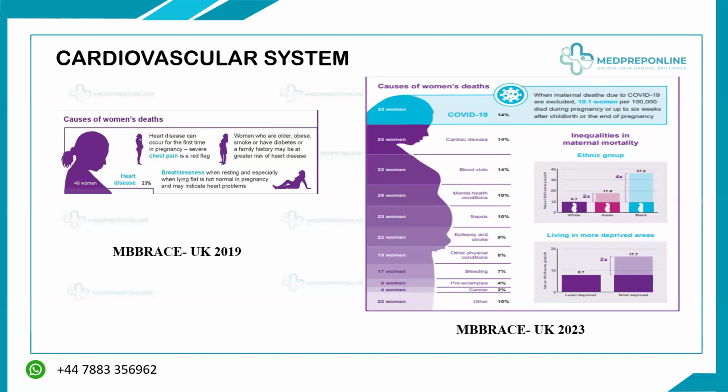And those who are at more risk of having such diseases are women who are older, if they're obese, if they have certain comorbidities like diabetes or hypertension, if they have a family history of heart disease, or if they are smokers, right? So according to the MBRRACE 2023 report as well, after COVID disease has been excluded, cardiac disease has still been the highest ranker amongst the causes for maternal deaths.